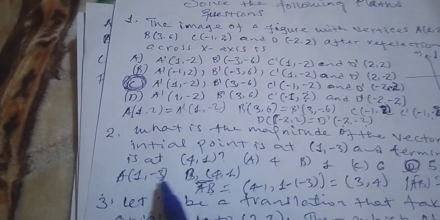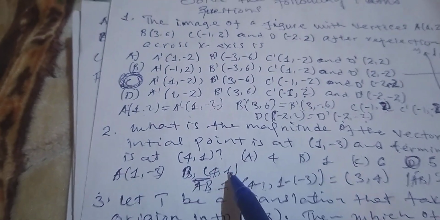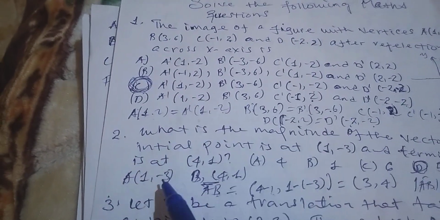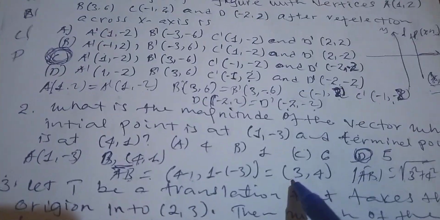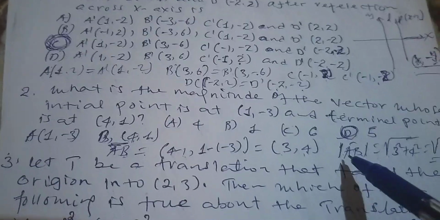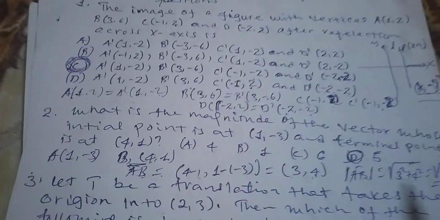So 4 minus 1 is 3, and 1 minus negative 3 is 4. So the result will be (3, 4). So how do you calculate the magnitude of this vector AB? Simply 3 squared plus 4 squared, which is 25. So the result is 5. So the answer is C. So go to question number 3.